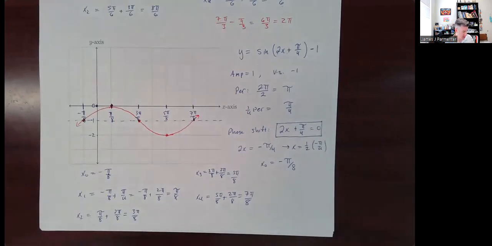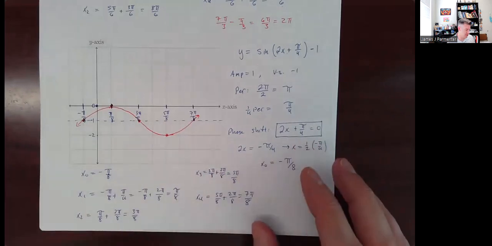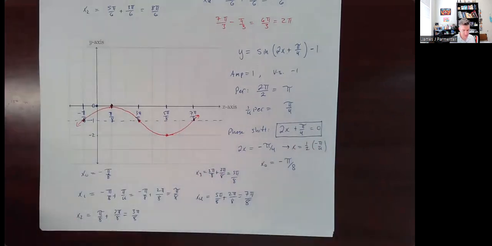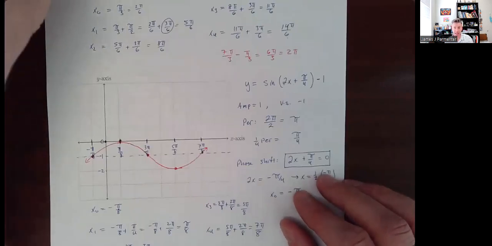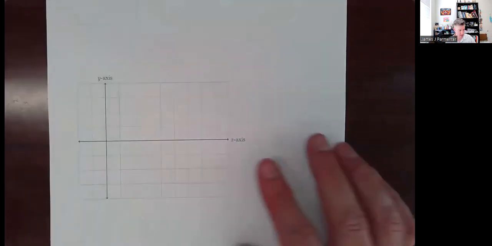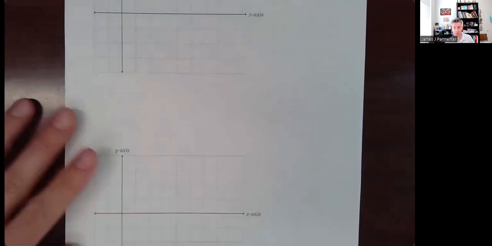Let's do 2 more examples. We don't need to do a bajillion examples. But the idea is just, it's all the stuff we've done already. We're just adding in a phase shift. So yeah, we'll do 2 more examples. I think that'll be enough.